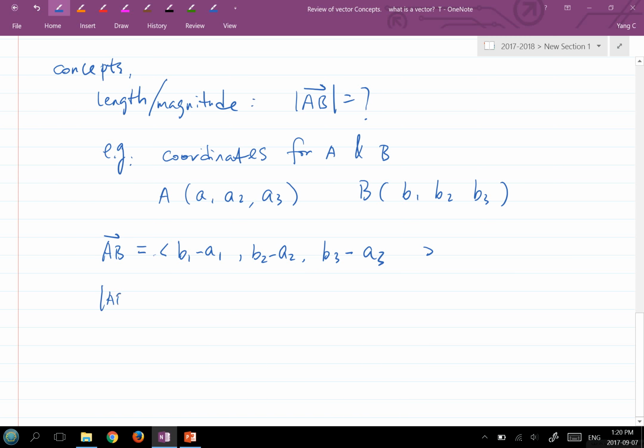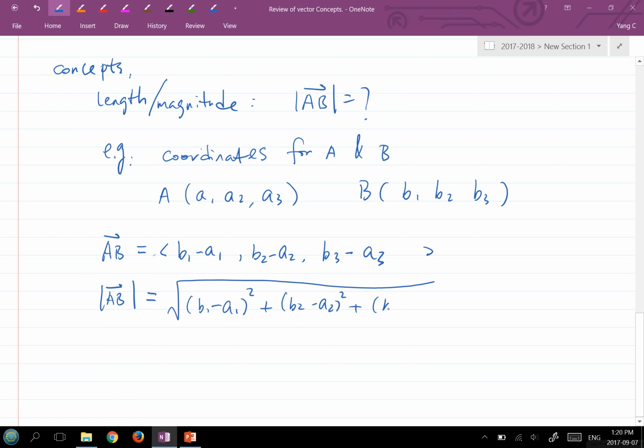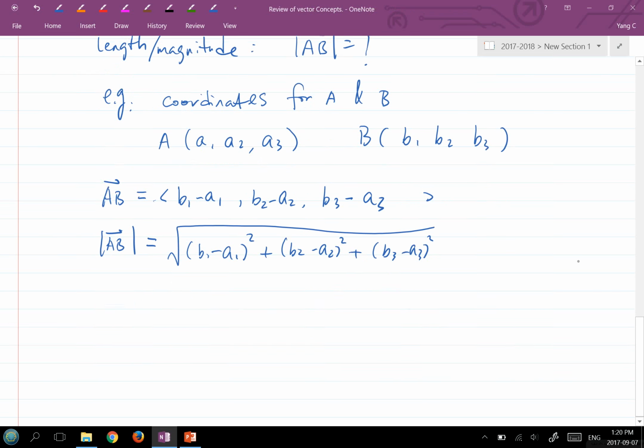Now you can calculate the length of this AB vector, using the formula you learned already. You square each one of the components, add them together, and then take a square root. That will be the length of this vector. So now you get a sense of how you would get the vector and how you would get the unit vector, and then we can put things together.